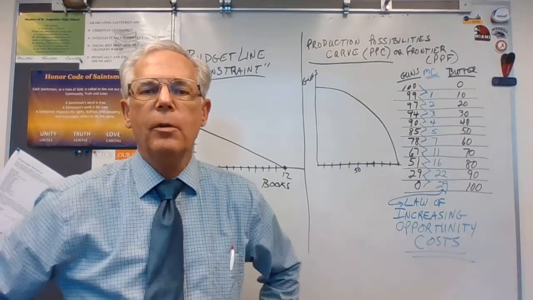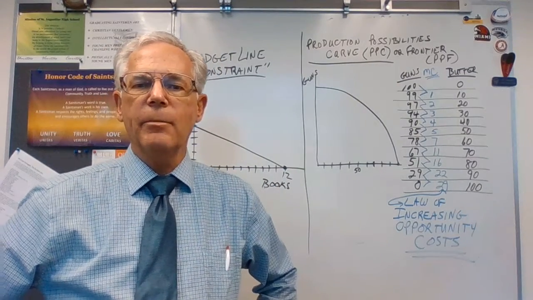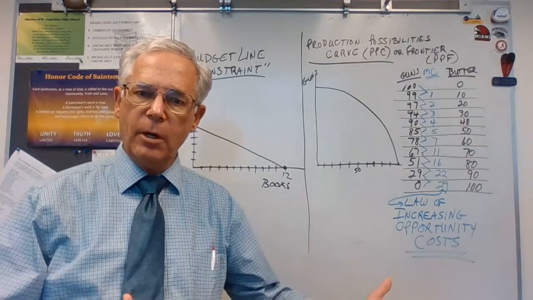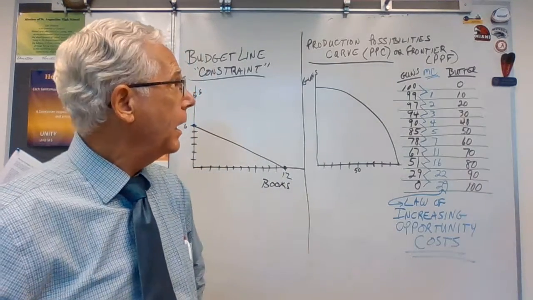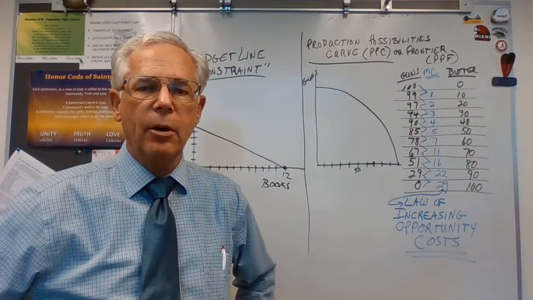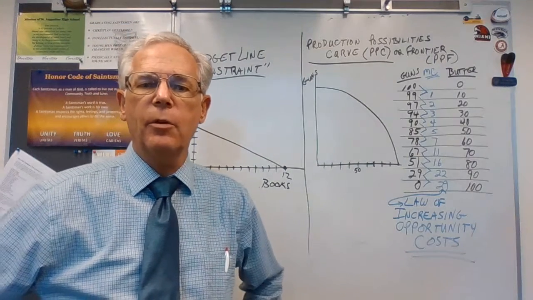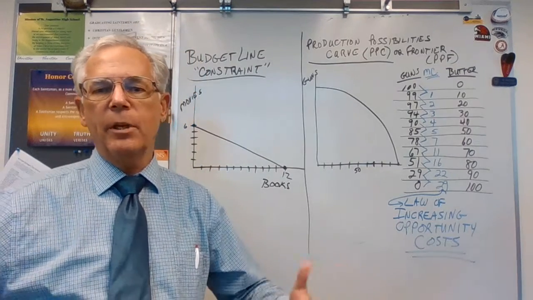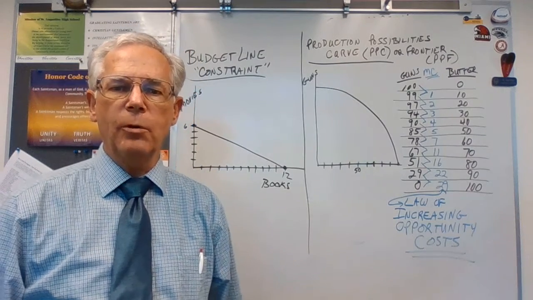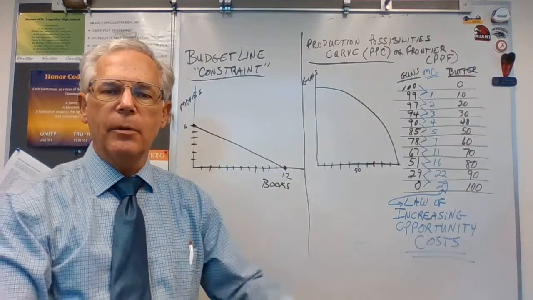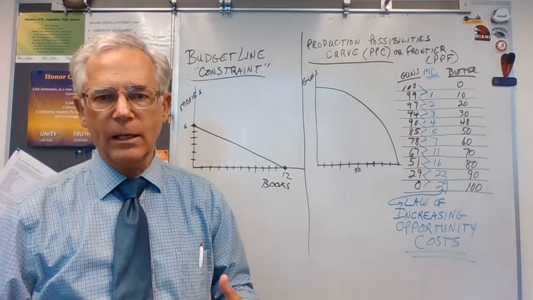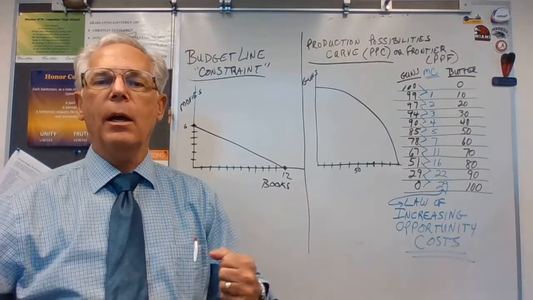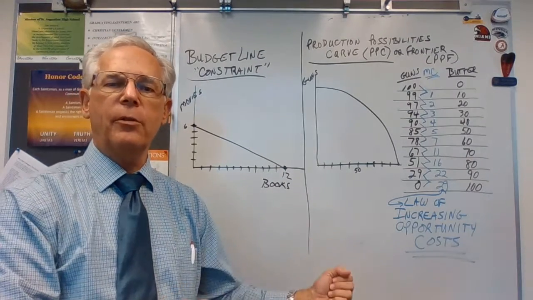Okay, so this video is going to talk about the budget line constraint curve that we talked about last week and the production possibility curve or frontier that we also talked about last week. So this is a short video to be a refresher, reminder for you guys, okay? Now, these are two different things, but they have some similarities. And so I'm going to talk about how they're different, but also how they're the same.